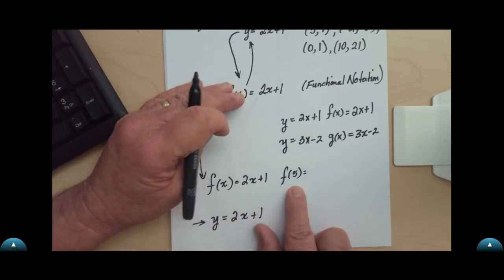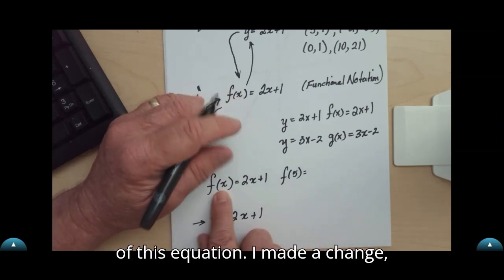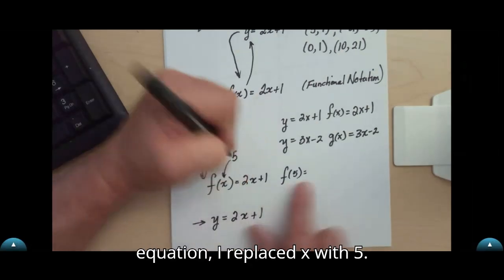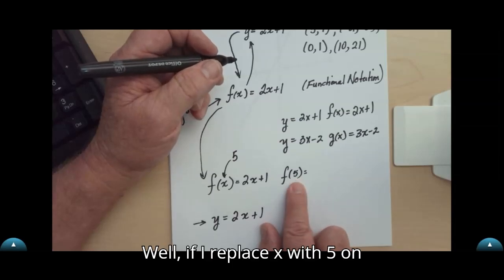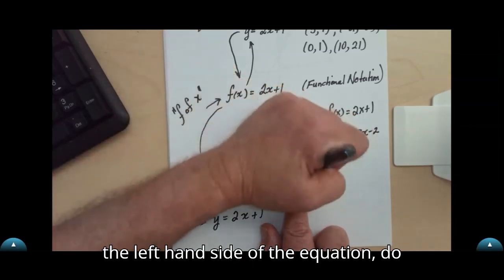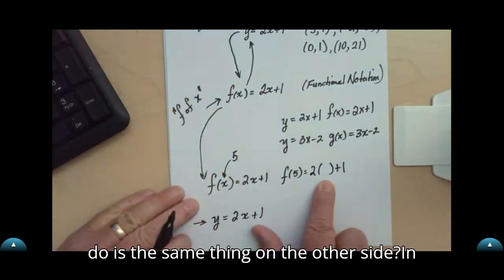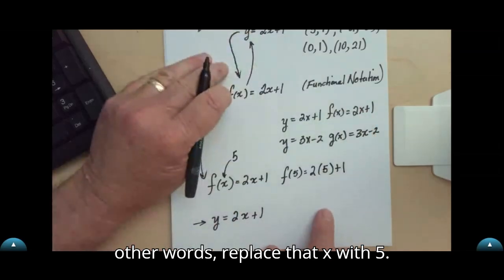Now look here. I just changed something on the left side of this equation. I replaced x with 5. Well, if I replace x with 5 on the left-hand side of the equation, do you agree that what that's telling me to do is the same thing on the other side? In other words, replace that x with 5.